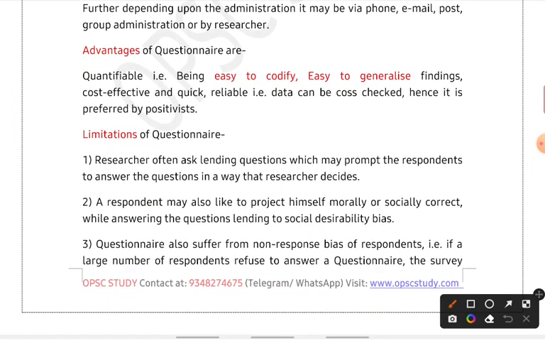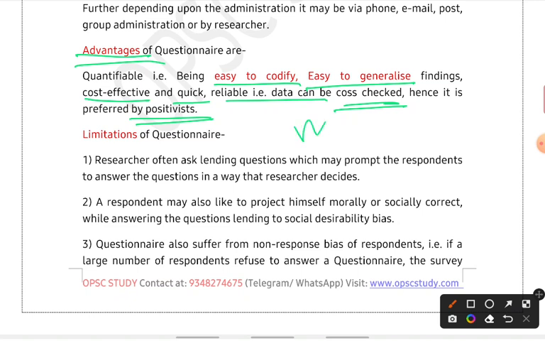What are the advantages of it? It is easy to codify, right? Because it is preset, you can easily codify it or easily break it down. It is easy to generalize, cost effective, quick and reliable. Data can be cross-checked, hence it is preferred by positivists. Positivists basically used this data, more of a natural science approach. So positivists were using this.